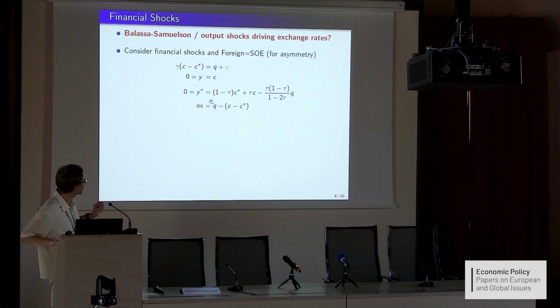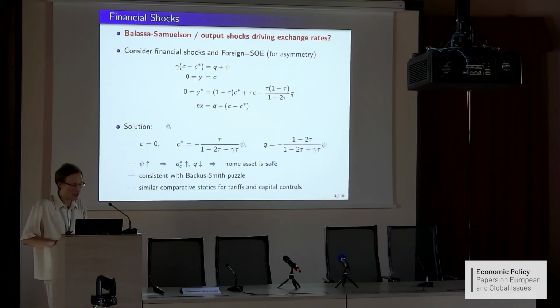I still have market clearing conditions, but I will assume that the foreign country is small, because otherwise the countries are symmetric, and clearly there is no reason why home should be safe. So the shock is kind of symmetric. It enters symmetrically into the risk-sharing condition. So you solve the model, and interestingly, you get this result that the home asset is safe.